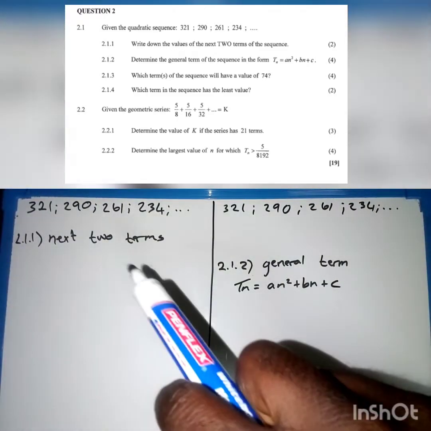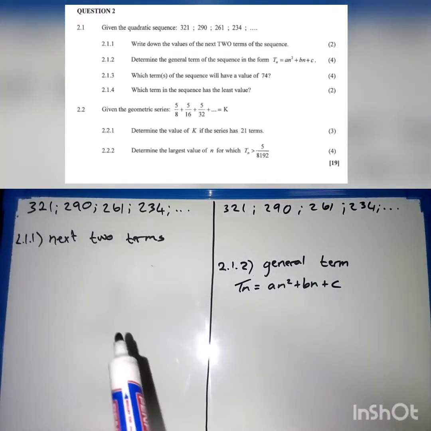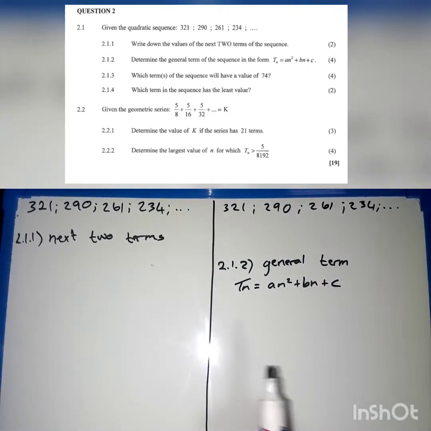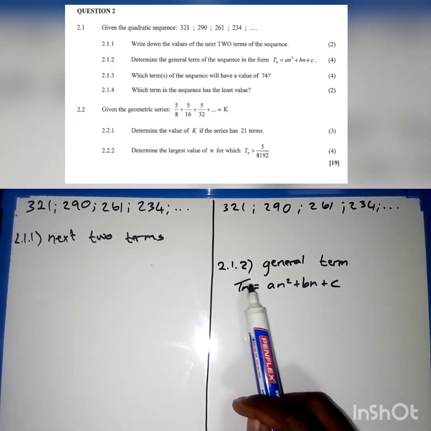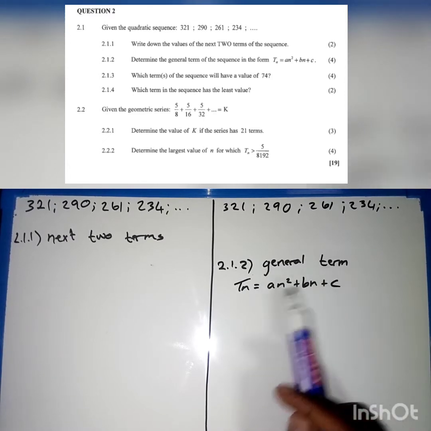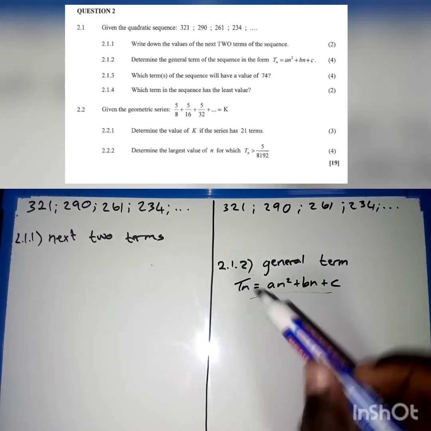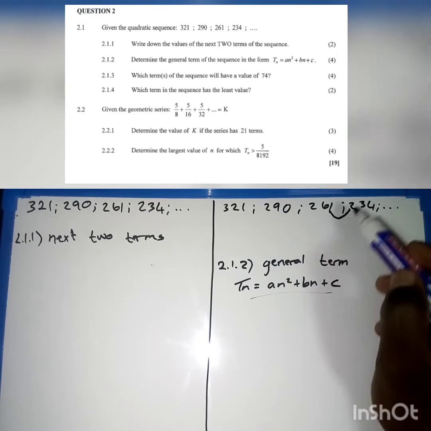We're given this quadratic sequence, and then we are asked to find the next two terms. But I'm going to start with question 2.1.2, which says find the general term in this form. So I'm going to do this one first.